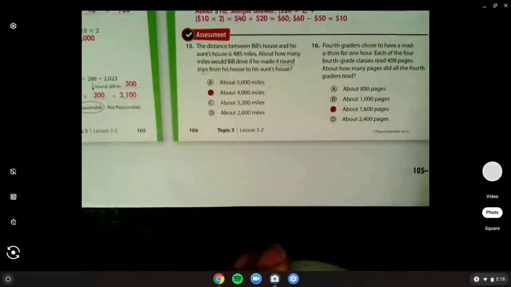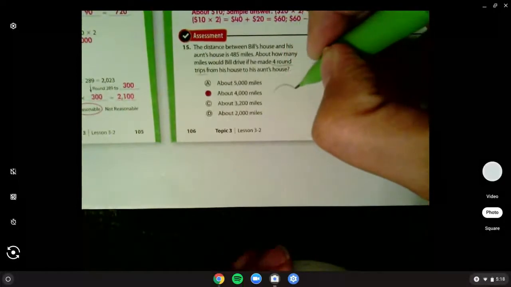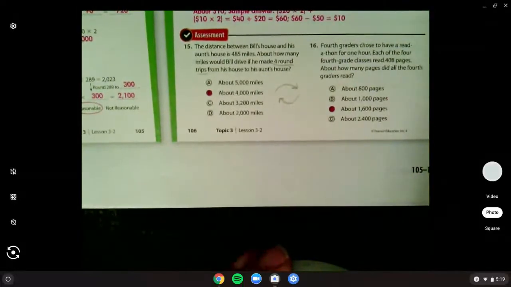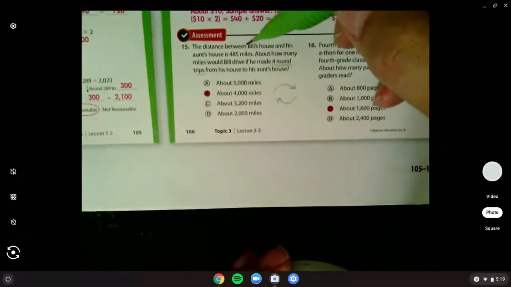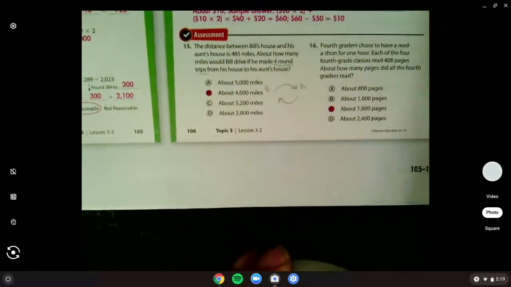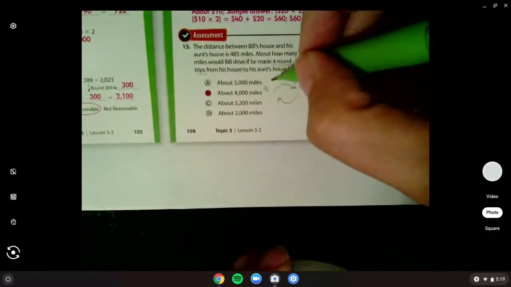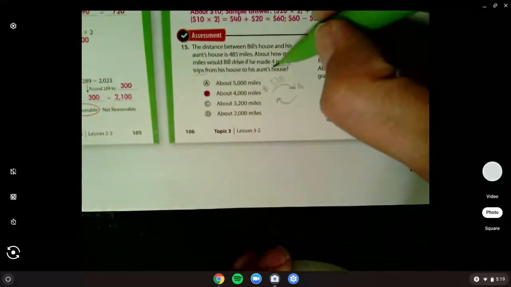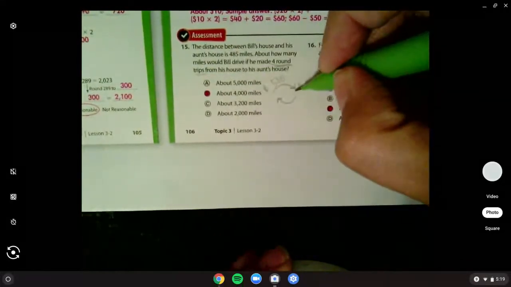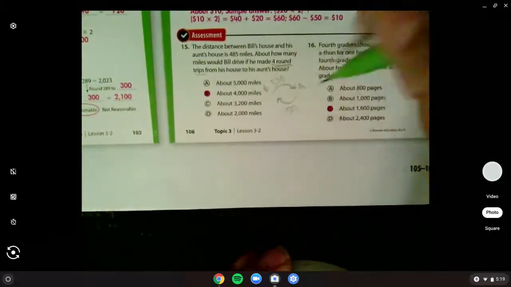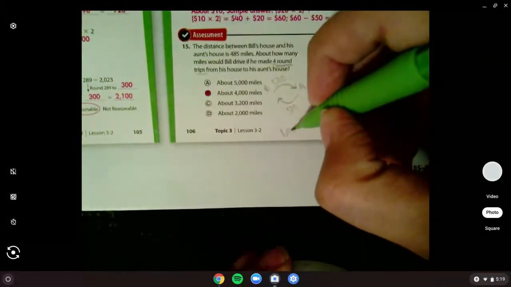Number 15 was kind of tricky because she's making 4 round trips. So round trip is there and back round. You're going like almost in a circle. It's from Billy's house, so Billy's over here, to his aunt's. It's 485, or we can round that to 500. That's only to his aunt's. It says he makes 4 round trips. So how much is it to get back to his house? It's about 500. And if we add those together, we get 1,000.